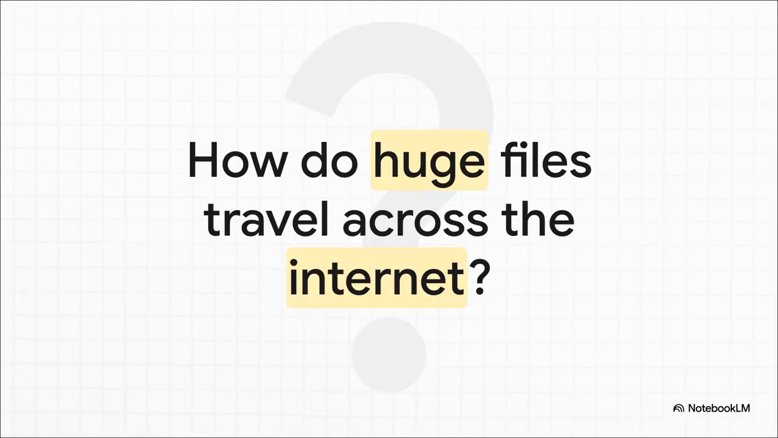Think about it for a second. You click download on a huge file, or you start streaming a movie in 4K. How does all that data, gigabytes of it, get from a server halfway across the world through all these different networks and land perfectly on your screen? It seems almost magical, right? Well, it's not magic, but it is a really, really clever trick the internet is constantly playing.